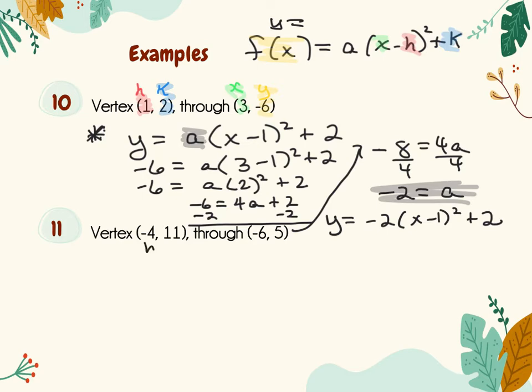Remember, this is h, this is k, this is x, this is y. So again, if it helps to color code, this will be yellow.